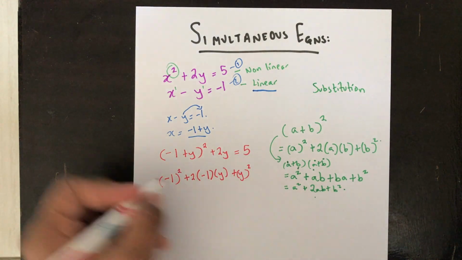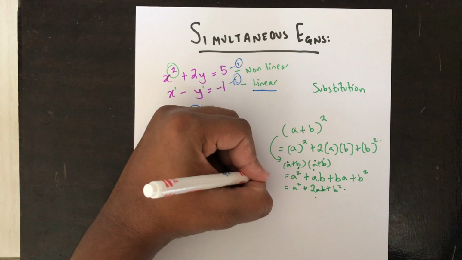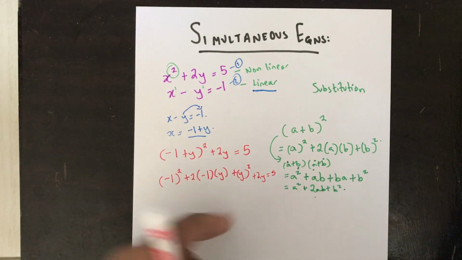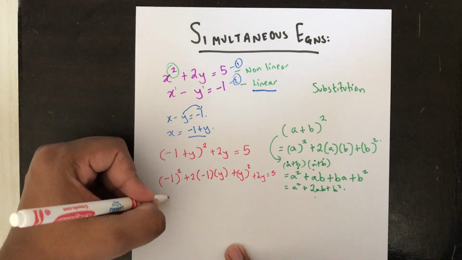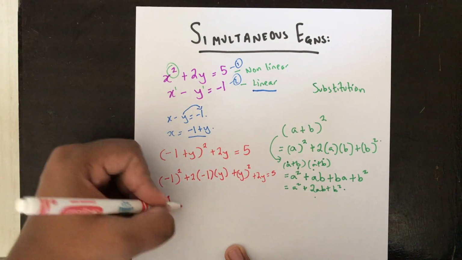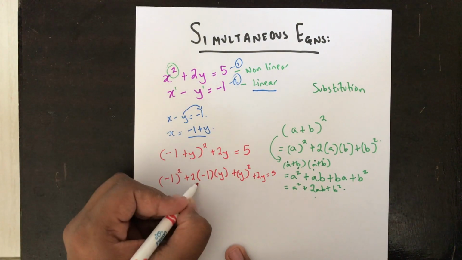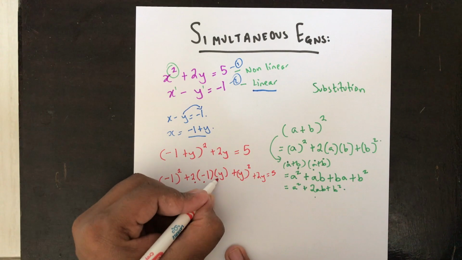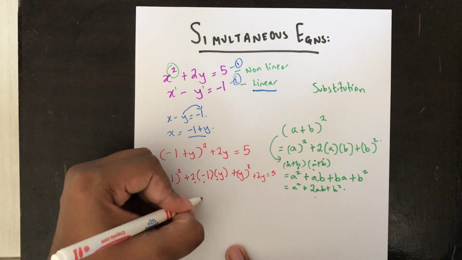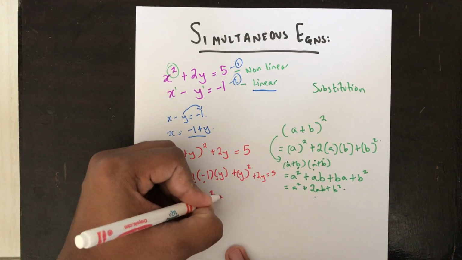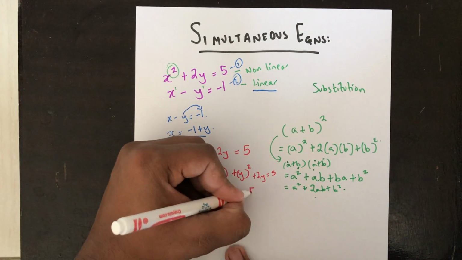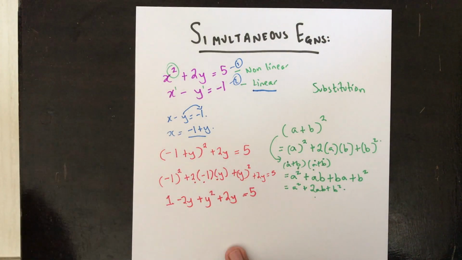So I have that plus 2y is equal to 5. So that's my equation. So what's minus 1 squared? That's the same as 1 minus 2y. So this is minus 2 times y, which is minus 2y, plus y squared plus 2y is equal to 5. So we've got that.